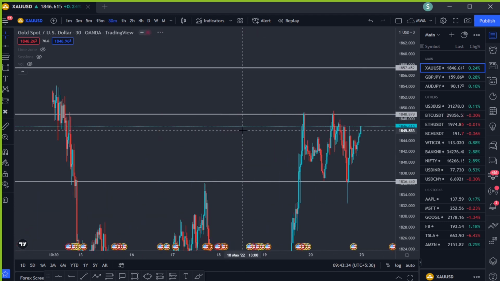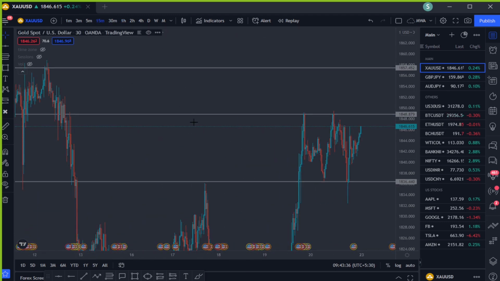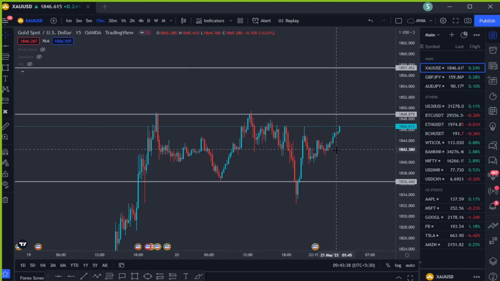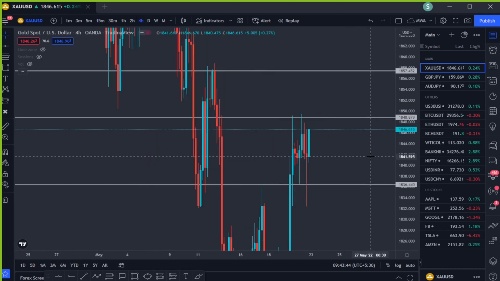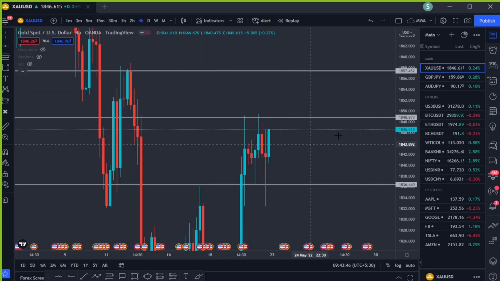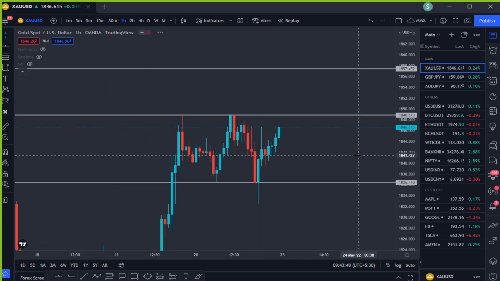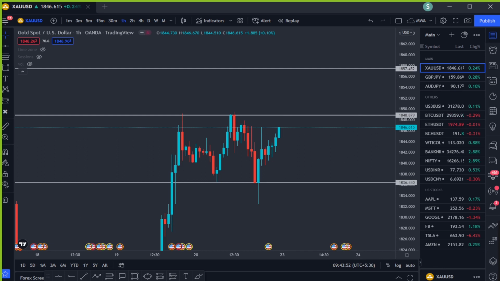On the 30-minute we also have the same support as the 1-hour, and the 15-minute also has the same support as the 1-hour. I think this is also the 4-hour support, right? So what we are waiting for, we can wait for a higher time frame closure. Like if we get a 1-hour or 30-minute closure above this range, then we can wait for the price to move to the next resistance level, right?